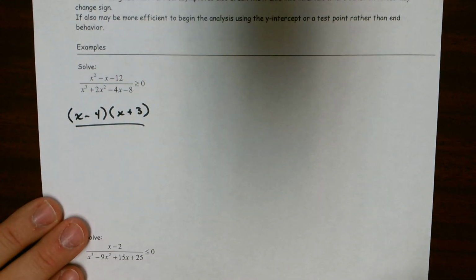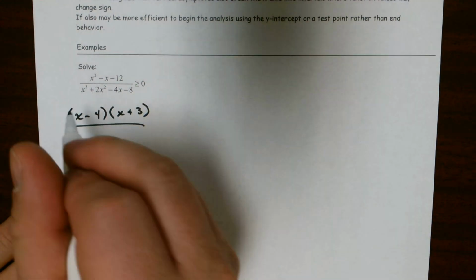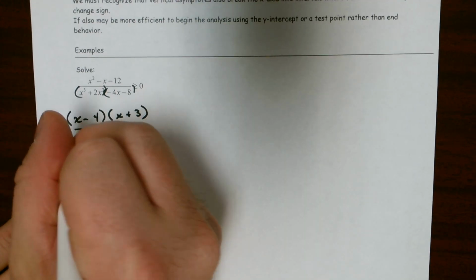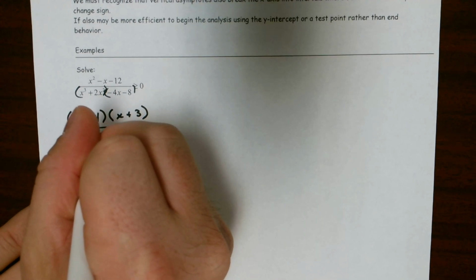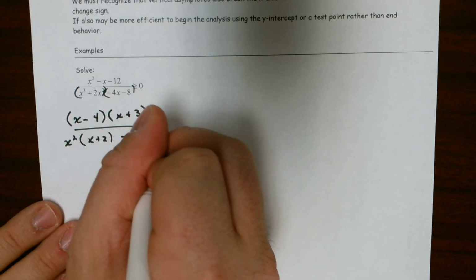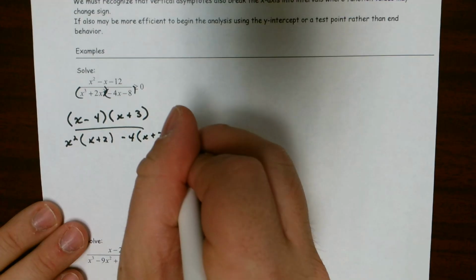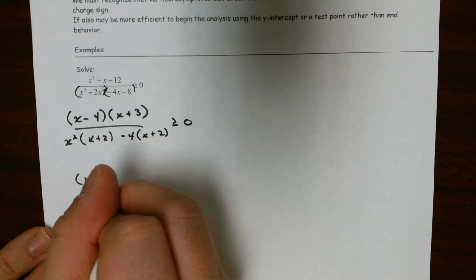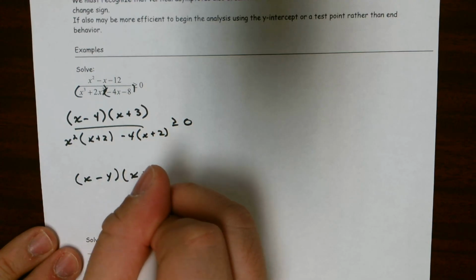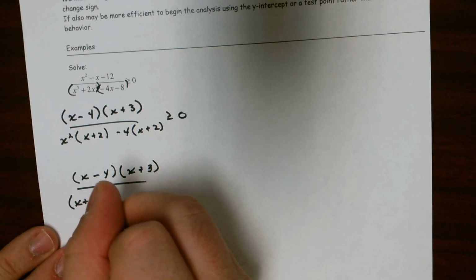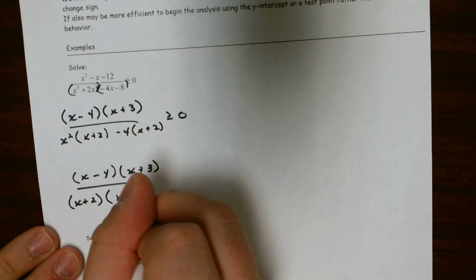And the bottom looks like we need to group. So let's get our group on here. And let's pull out an x squared. It's going to leave us with an x plus 2. And let's pull out a negative 4, which is going to leave us with an x plus 2. So what that's going to give us, the top's going to stay the same, x minus 4, x plus 3. The bottom is going to be, we pull out an x plus 2, and we're left with an x squared minus 4.